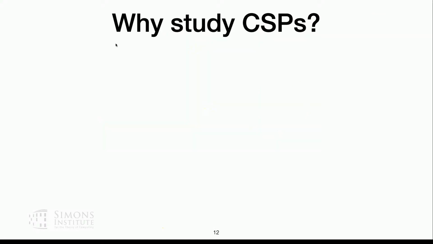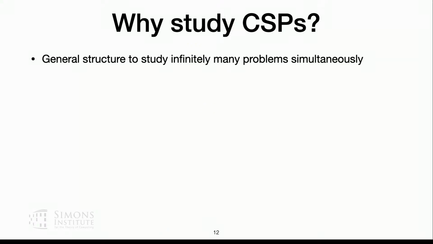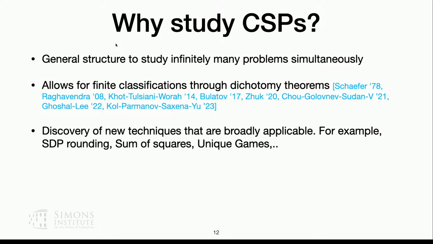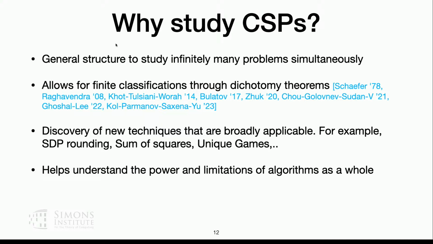Before that, why are we even interested in studying CSPs? The general structure allows us to study infinitely many problems simultaneously. This broad definition also captures interesting problems like unique games, max k-SAT, k-AND, many interesting problems. It also allows for finite classifications through so-called dichotomy theorems, and there are several works that study such dichotomy theorems. In turn, this has led to the discovery of new techniques that are broadly applicable. For example, SDP rounding, sum of squares, unique games, all this originated from the study of CSPs. And in turn, this helps us understand the power and limitations of algorithms as a whole.